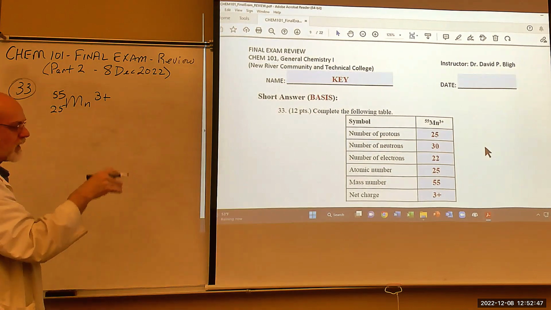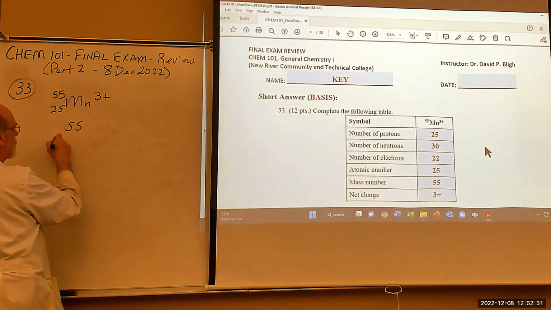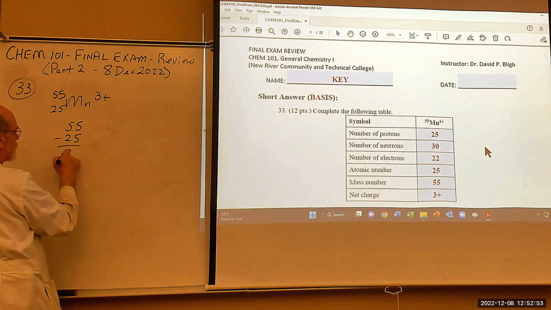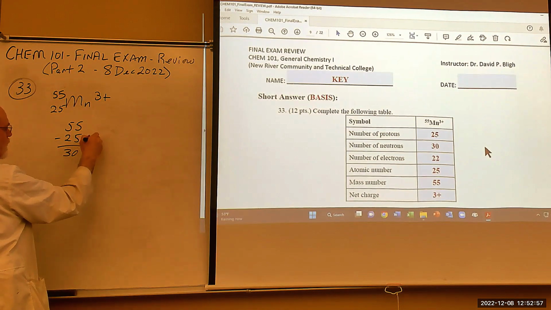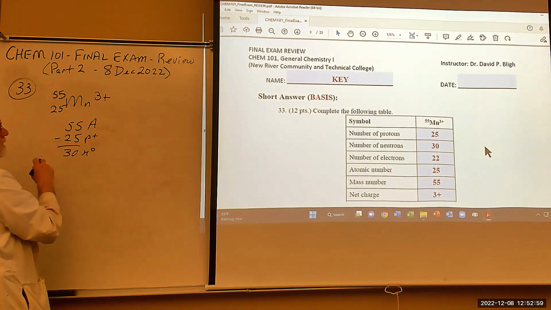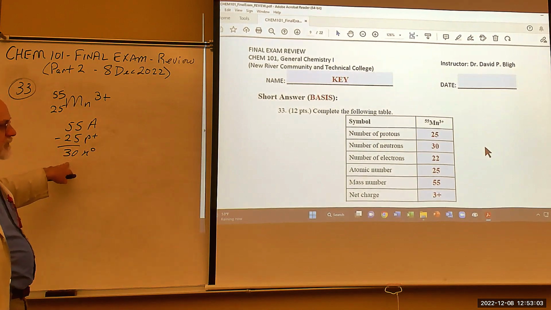Right? So 25 protons fills in the first slot. Then 55 minus 25 is 30 neutrons. Right? This is protons. This is the mass number. Right? So we got that 25, 35.